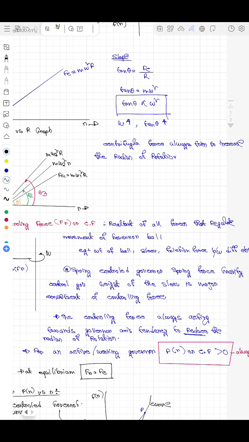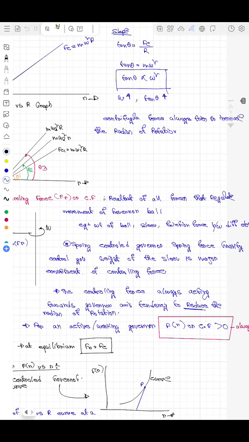So for example, the weight of the ball, the sleeve, friction, all these things. Spring control governor: spring force, gravity. For spring control, there is the spring force, and for sleeve control there is the weight.